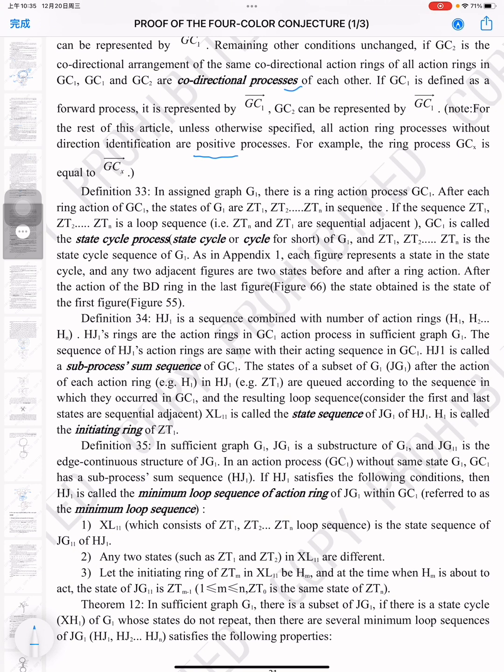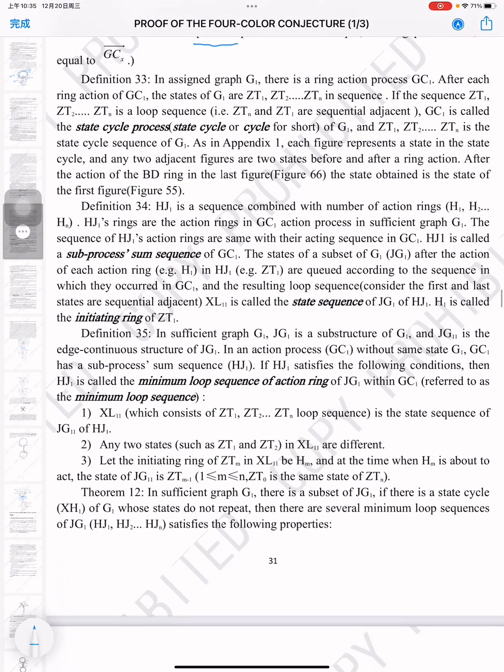So I have described Appendix 1 previously. So let's continue. Definition 34. HJ1 is a sequence combined with a number of action rings, H1, H2, and so on to Hn. HJ1's rings are the action rings in the JC1 action process in sufficient graph G1. The sequence of HJ1's action rings is the same as their acting sequence in JC1. HJ1 is called a subprocess sum sequence of JC1.